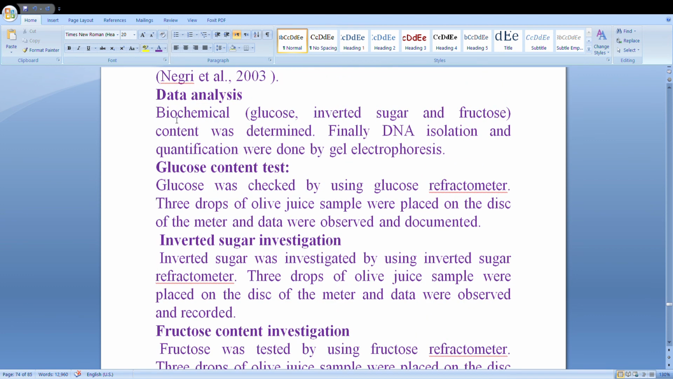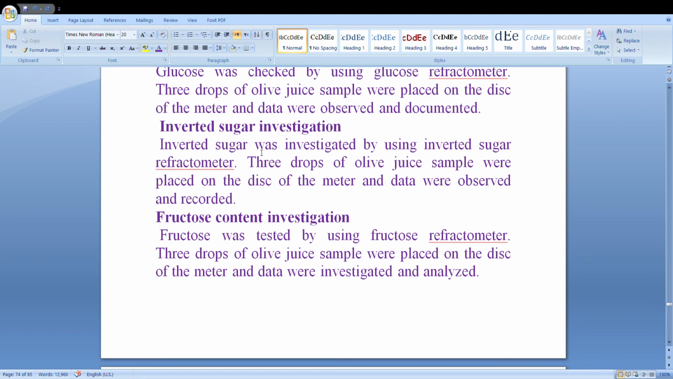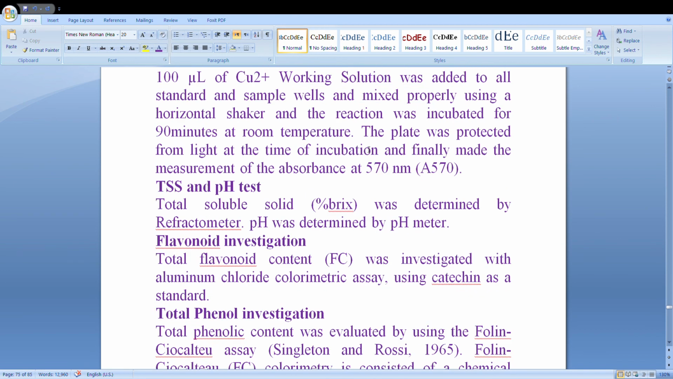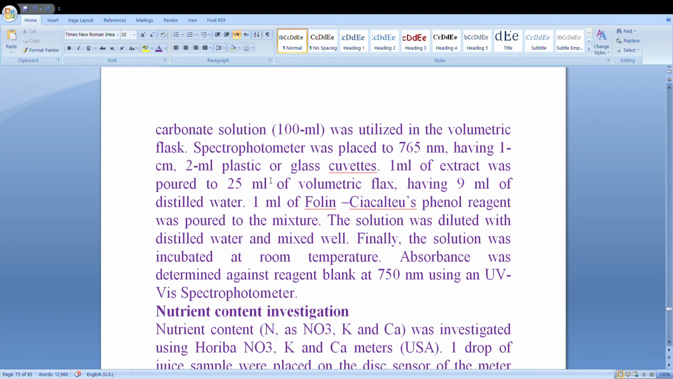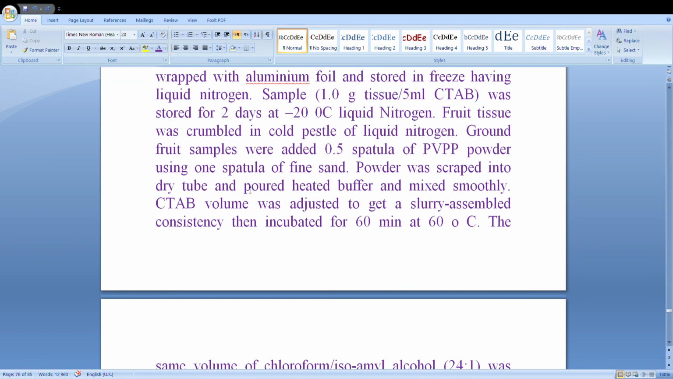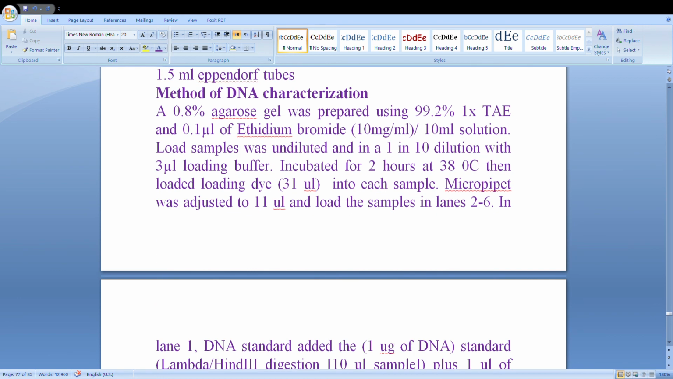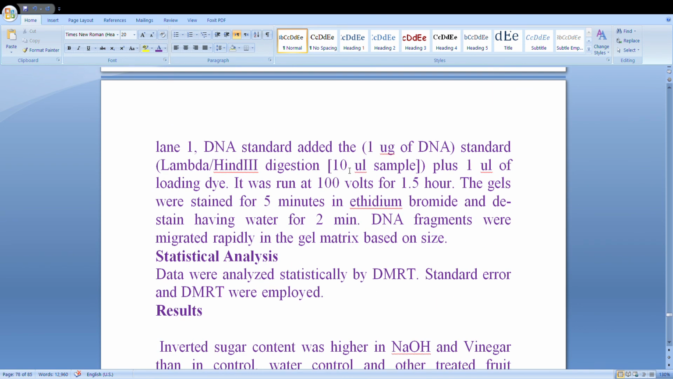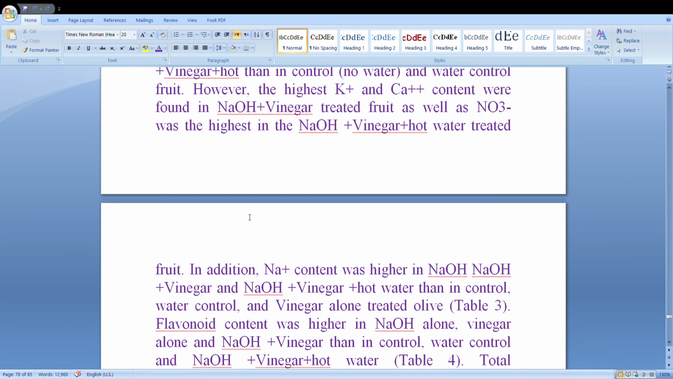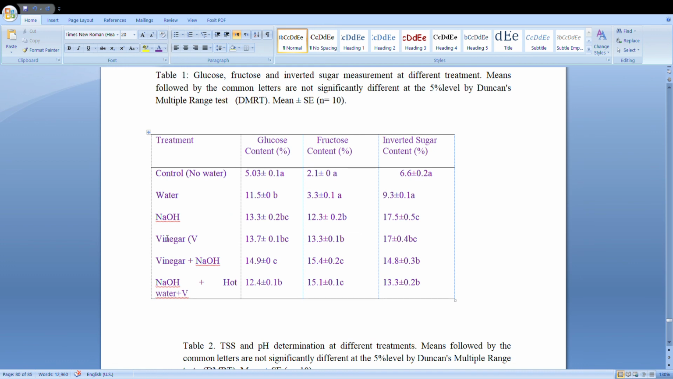Then we tested the biochemical contents: glucose, inverted sugar, fructose, and DNA isolation by gel electrophoresis. We measured total antioxidant content, TSS, pH, flavonoid content, total phenolic content, nutritional value, and DNA isolation. We used the same method: agarose gel, ethidium bromide and gel electrophoresis. The results we can see here for different types of solvents: water, sodium hydroxide, vinegar, and vinegar plus sodium hydroxide plus hot water.